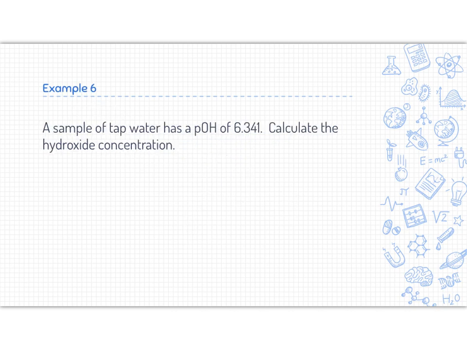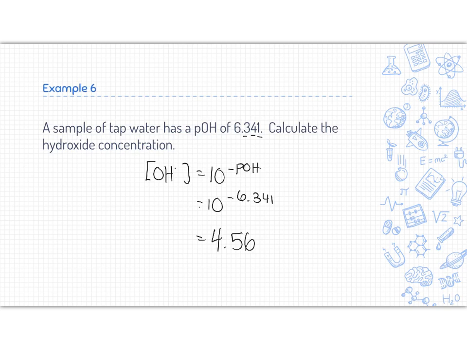A sample of water has a pOH of 6.341. Calculate the hydroxide ion concentration. So OH minus is 10 to the negative pOH, which we have. So 10 to the negative 6.341. There are 3 decimals for our pOH. Therefore, we need 3 significant digits for our concentration. So 4.56 times 10 to the negative 7 moles per liter.